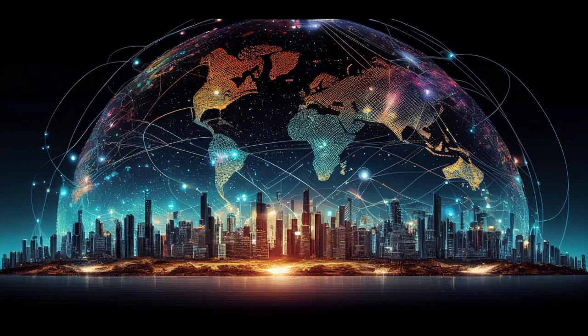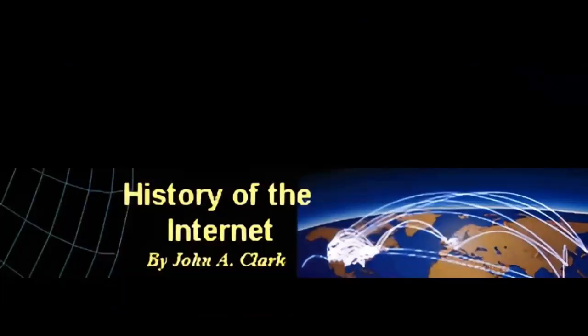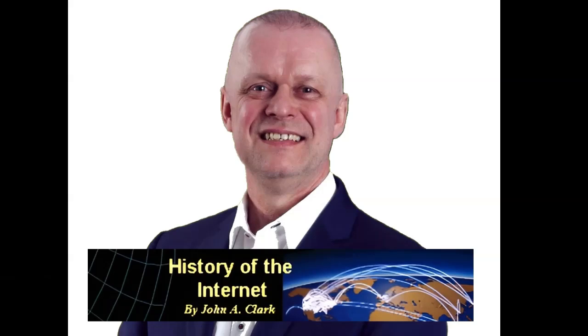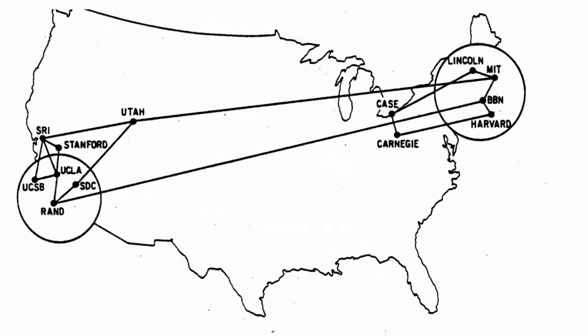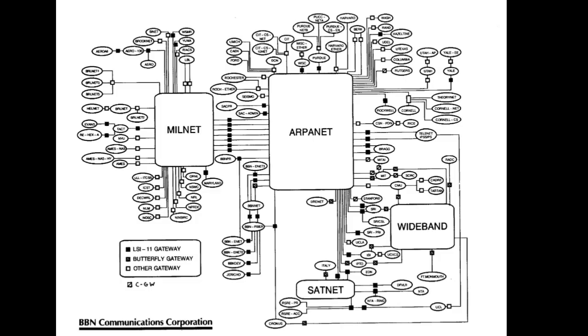GeoCities. With the neighborhoods. Exactly. Launched in '94, you could build your free website and place it in a themed neighborhood like Hollywood or Area 51. It was a huge part of early web culture, letting anyone put their mark online. Lots of blinking text and animated GIFs. Oh, the blinking text. Good times.